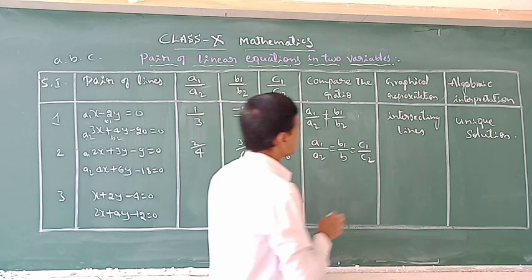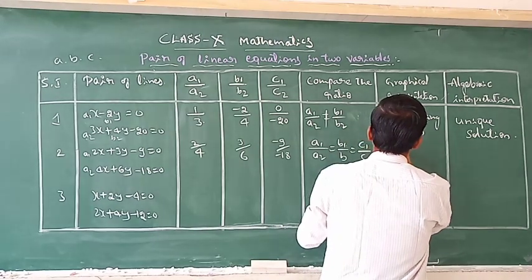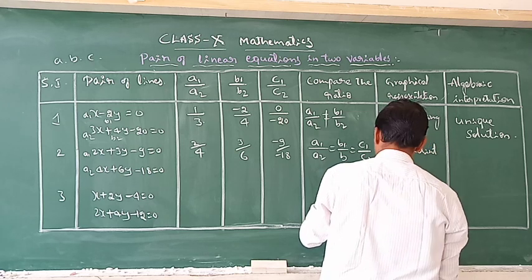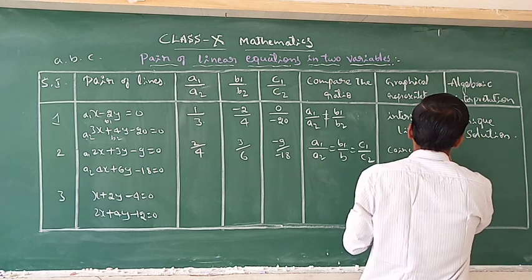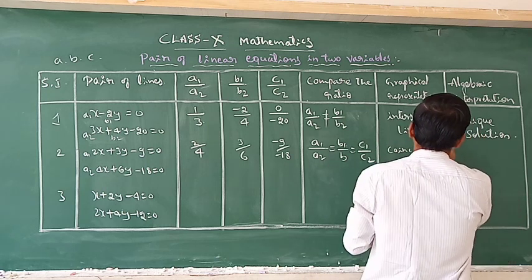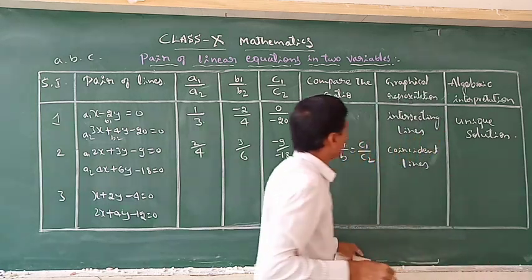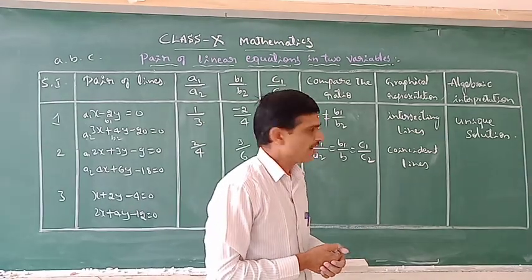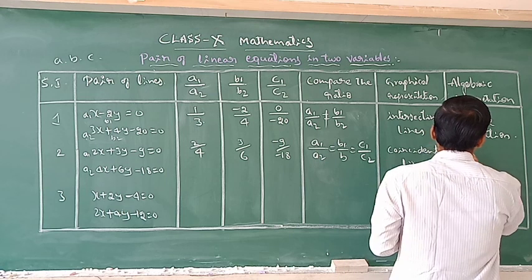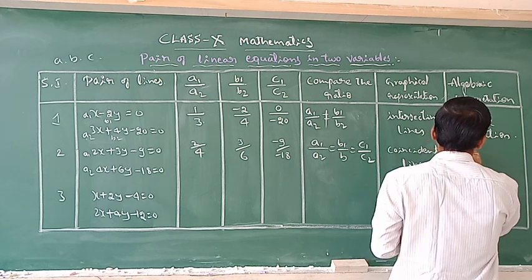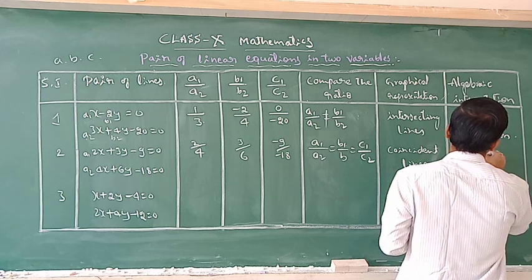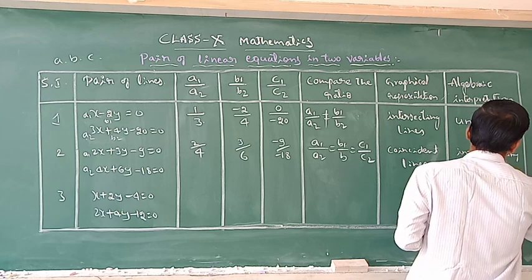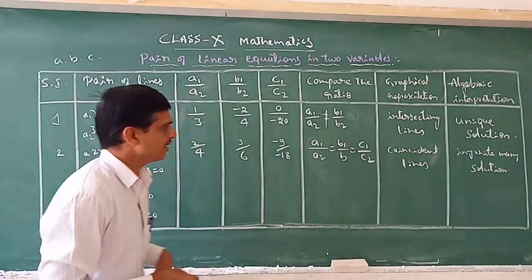Here it should be correct. So that is why the graphical representation tells us this is coincident. Coincident lines appear in a graph like this. Of course, the algebraic interpretation is like this. Means there are infinitely many solutions. So that is the solution. It is infinitely many solutions.